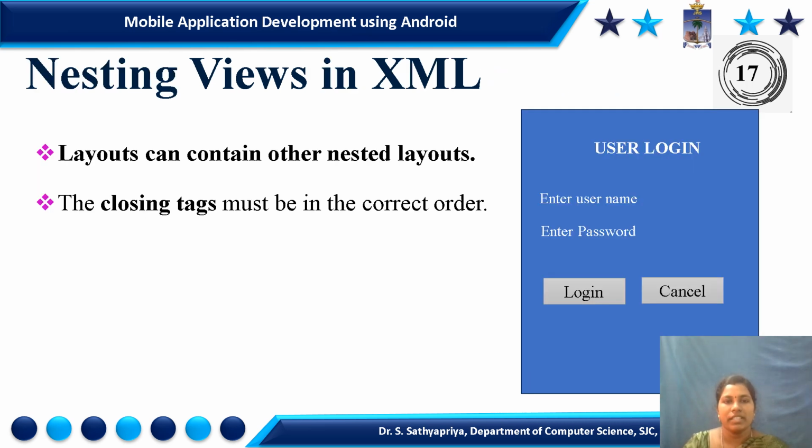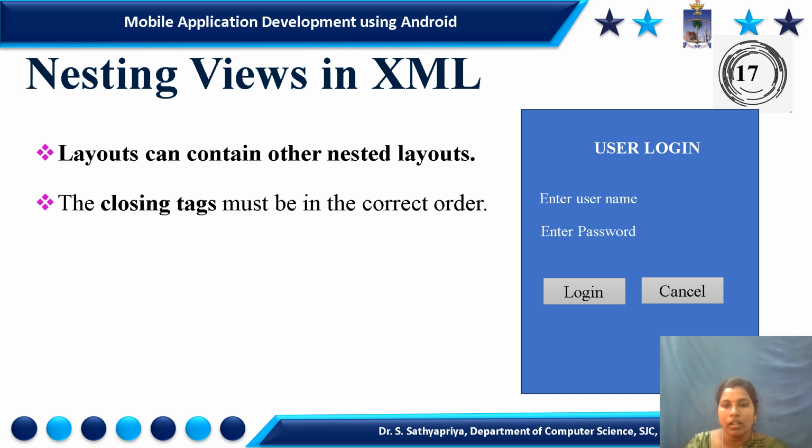The next topic is nesting views. Nesting views in Android means a layout that contains other nested layouts to create more complex and structured interfaces. Nesting helps in better organization and flexibility when designing application screens. How nested layouts are built: parent layout, child layout, proper closing tags. Parent layout holds the multiple child layouts and UI elements. Child layout defines a section inside the parent layout that allows better alignment. Proper closing tags: XML tags must be closed in the correct order for the layout to work properly.